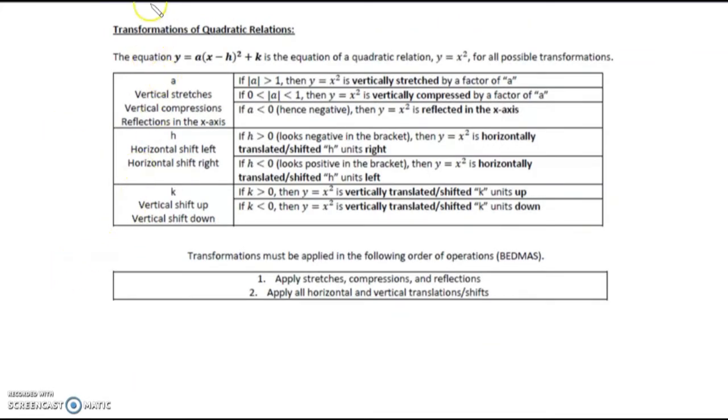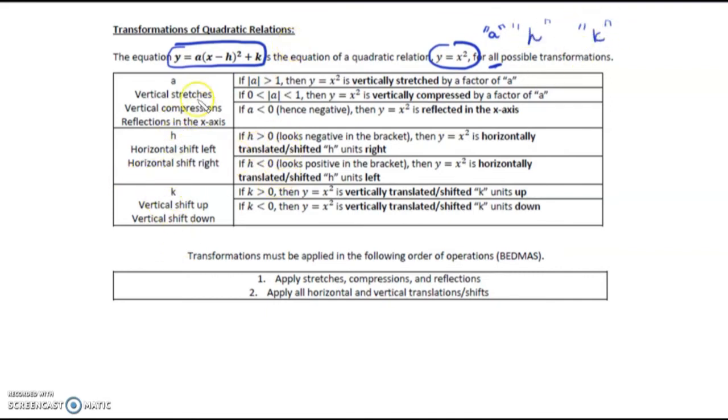Now, an overview of the transformation of quadratic relations, and this is going to come back because we're going to do the transformations of different functions this year. This equation here is the vertex form, y equals a, x minus h squared plus k. This is the equation of the quadratic relation y equals x squared for all possible transformations. We say all possible transformations because the a value is the general for the stretch, the h value is the general for the left-right movement, and the k value is the general for the up-down movement.